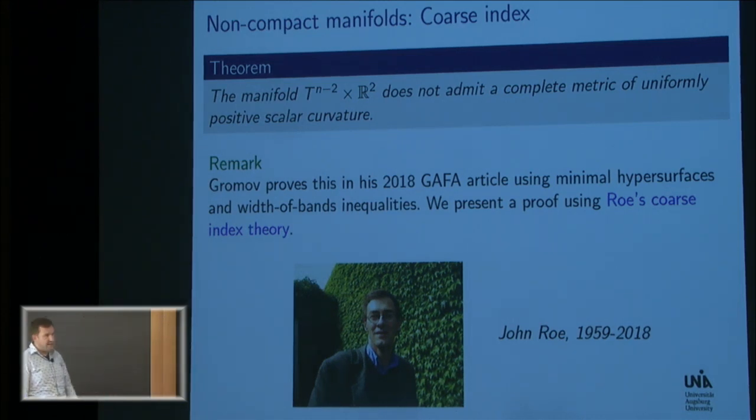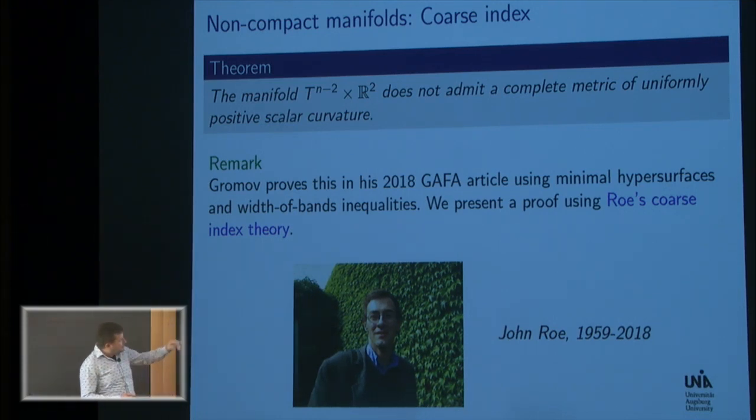And he proves that statement using, as he calls it, width of bands inequalities, which are proven using minimal hypersurface methods. Actually, Misha does, in fact, get a more quantitative statement. Namely, he proves that every positive scalar curvature metric on that manifold must have a quadratic decay, and so it cannot be uniformly positive. And it's funny. In this 2018 article, after stating this theorem, Gromov says in a footnote, Bernhard Hanke told me one can prove this also with Roe's coarse index theory.